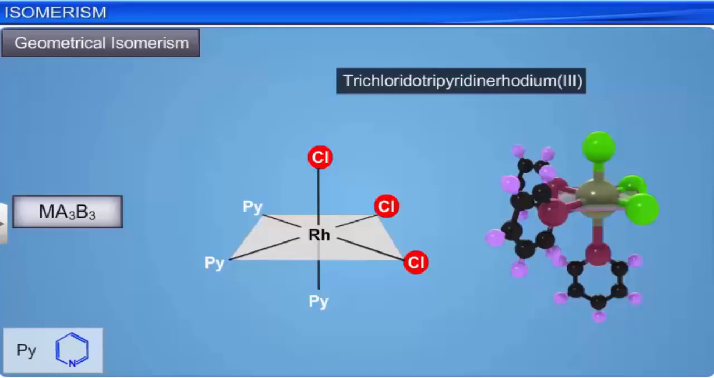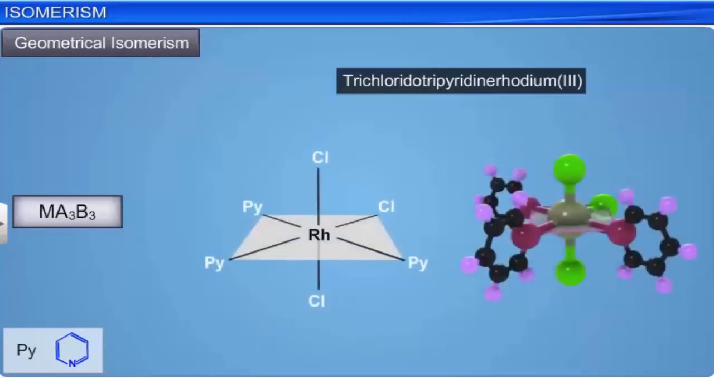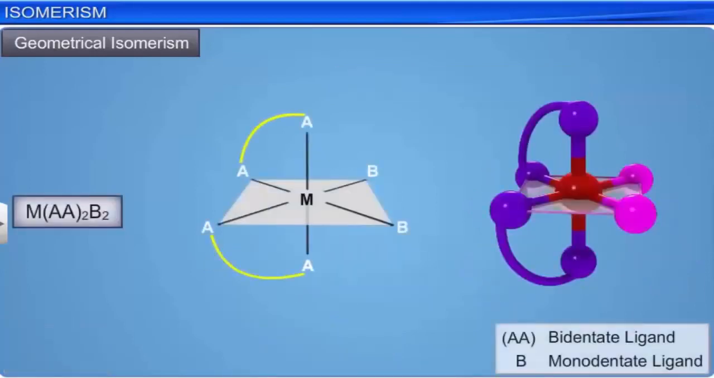Now, let's look at M A A 2 B 2 type of complexes containing monodentate and symmetrical bidentate chelating ligands. Here, AA is a symmetrical bidentate chelating ligand in which A and A indicate two similar coordinating atoms, while B is a monodentate ligand. The cis and trans isomers of dichlorido-bis-ethylenediamine cobalt(III) are shown here.